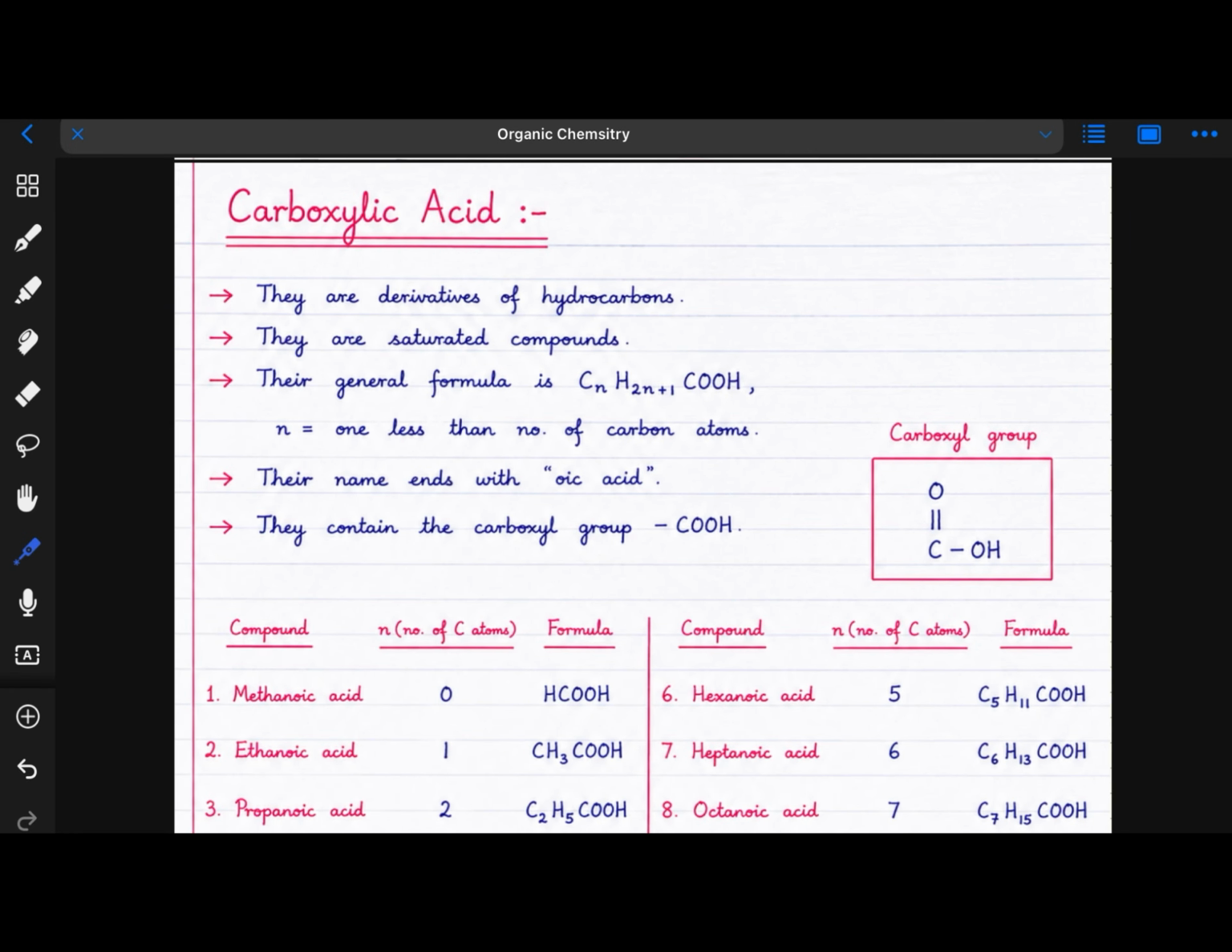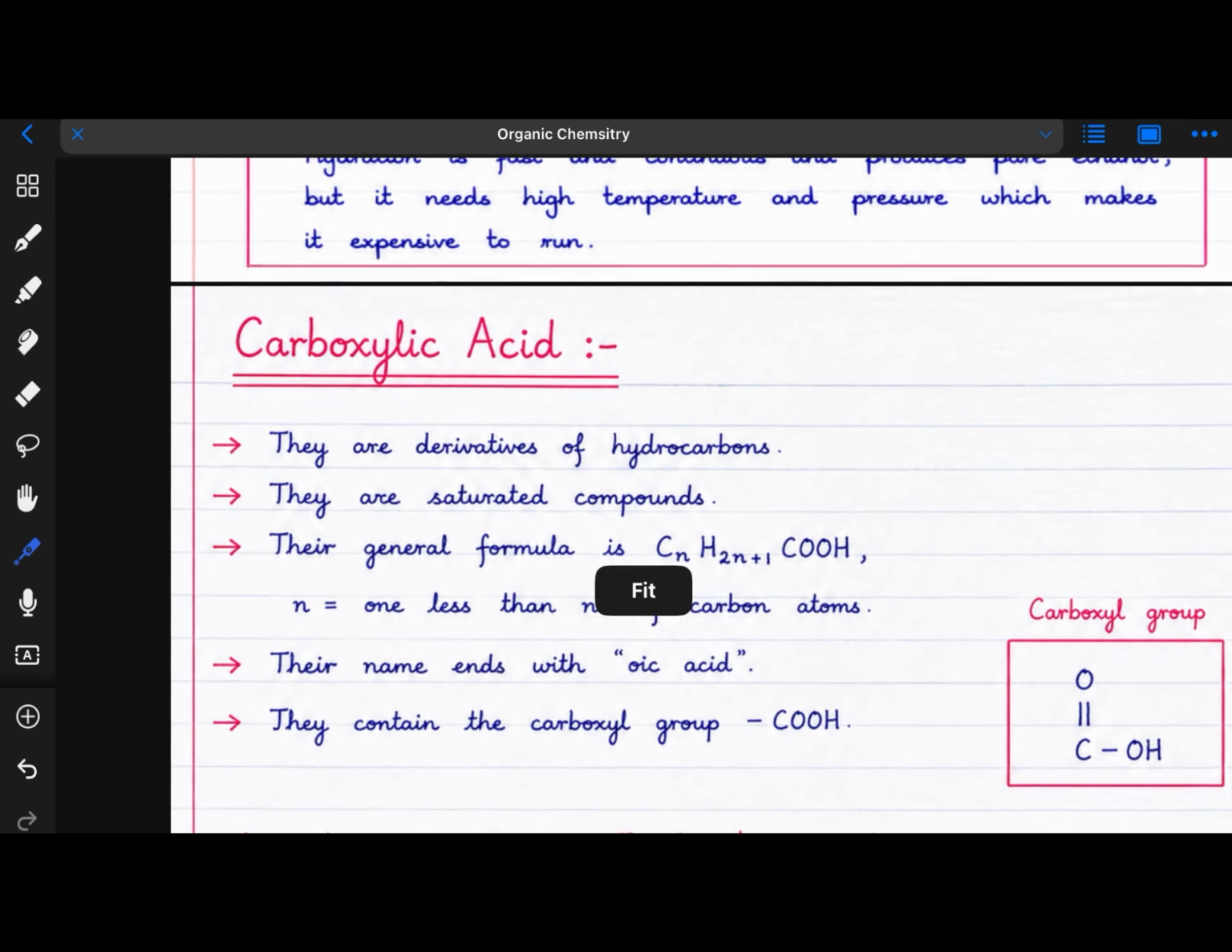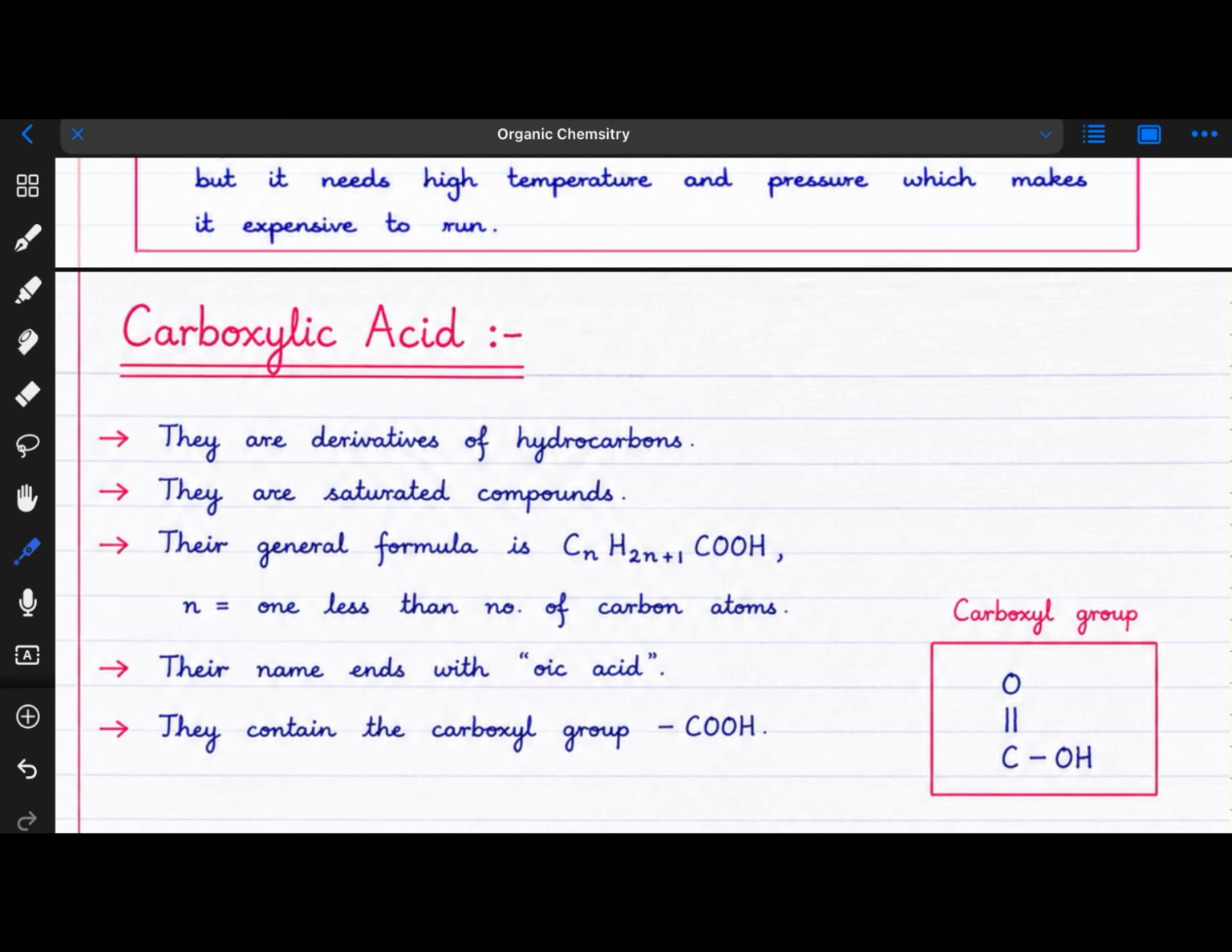In today's video, we're continuing our chapter on carboxylic acids, which seem difficult at first, but once you understand the main concept, it becomes much easier. So let's get started. Carboxylic acids are derivatives of hydrocarbons because they contain another element other than carbon and hydrogen. Other than that, carboxylic acids are saturated compounds because they contain a single bond between the carbon and carbon atoms. And they have a general formula of CnH2n+1COOH, where this COOH is our carboxyl group.